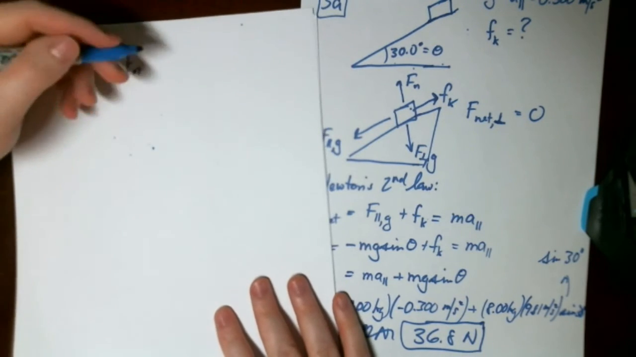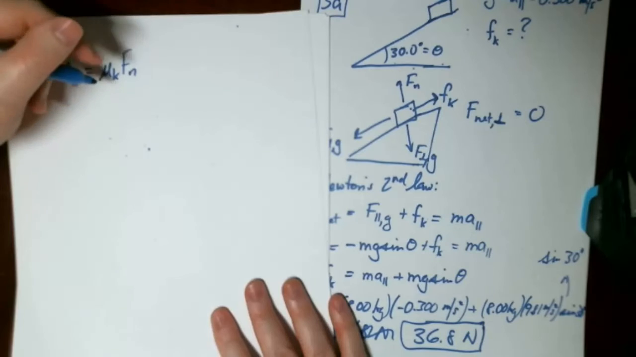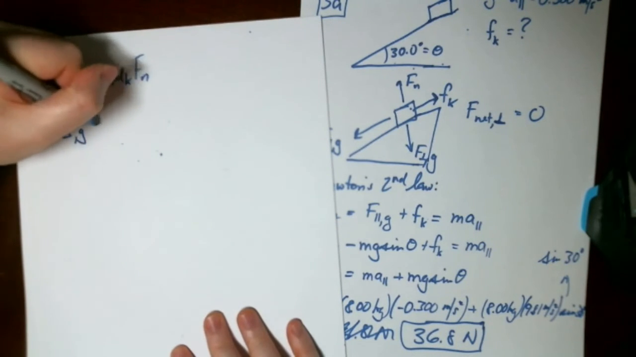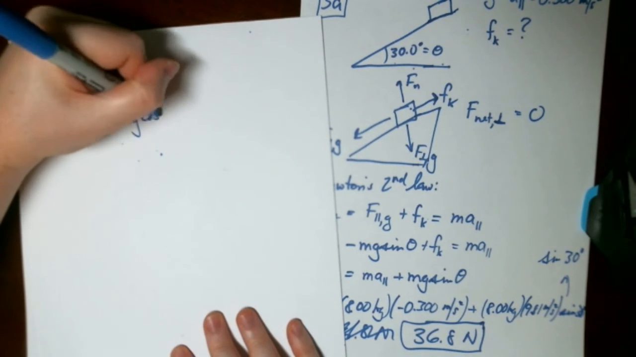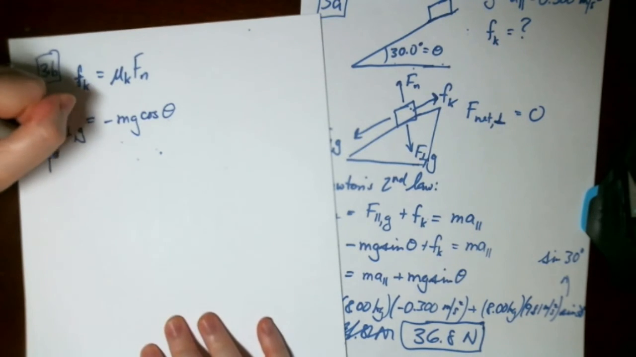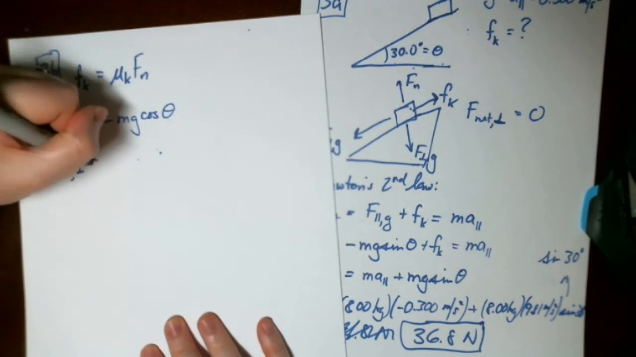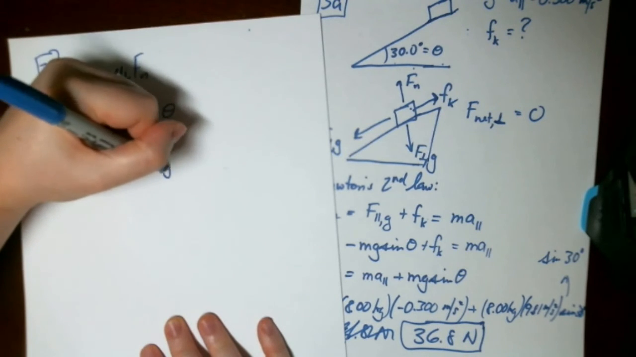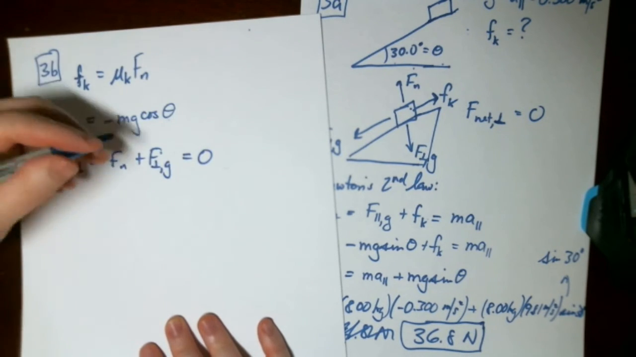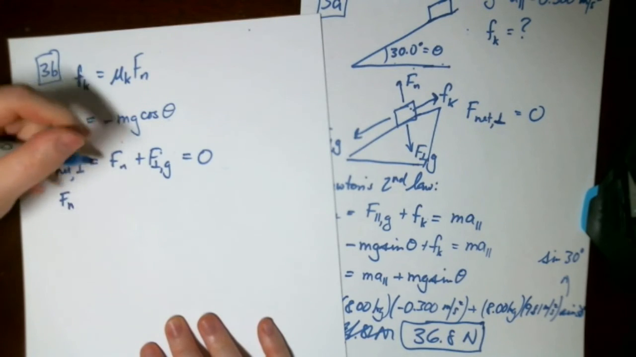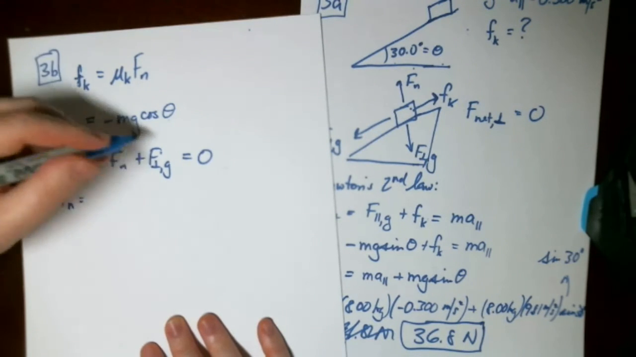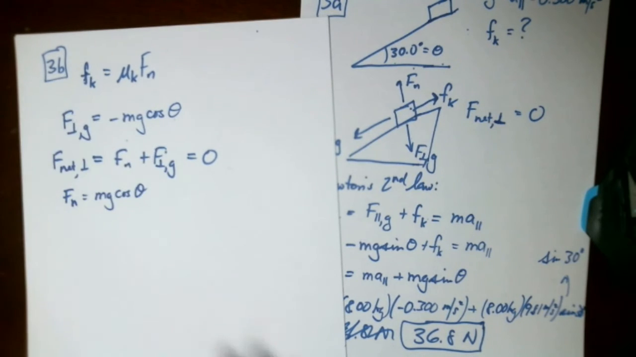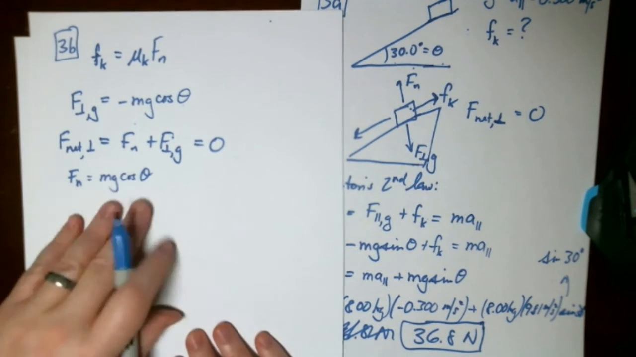So let's take another look at this again. We know that on an inclined plane, the perpendicular force of gravity is negative mg cos theta. And we know that the net perpendicular forces, which is normal force plus the perpendicular force of gravity, is 0. So that means that the normal force has to be the negative of the perpendicular force of gravity, or just mg cosine theta. I think I've said that before, but we'll be saying it again here.